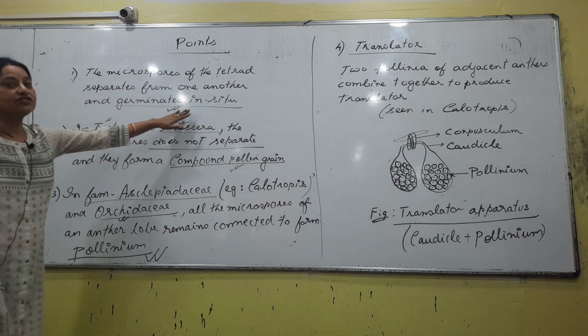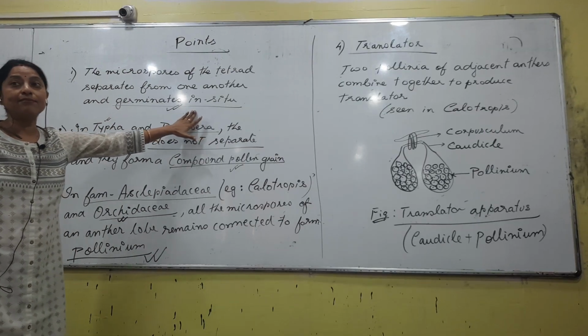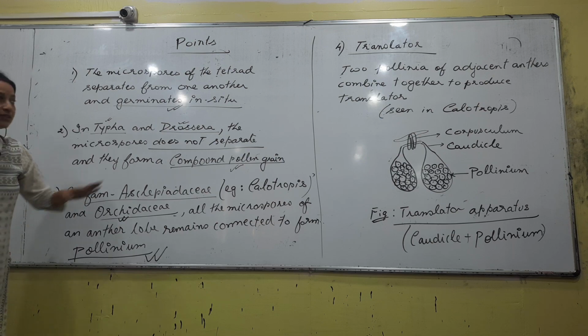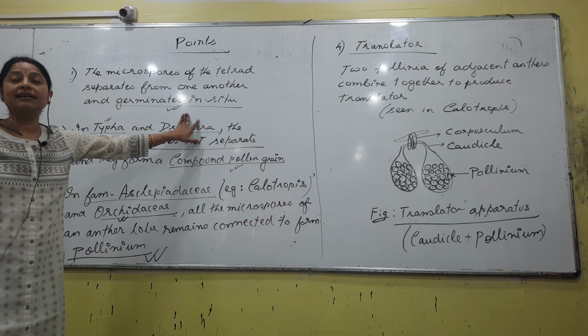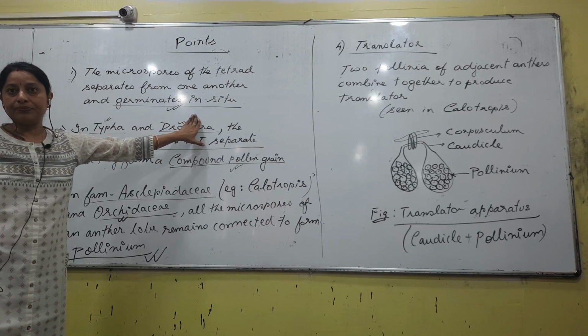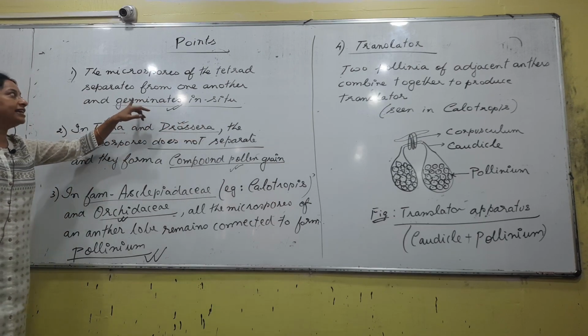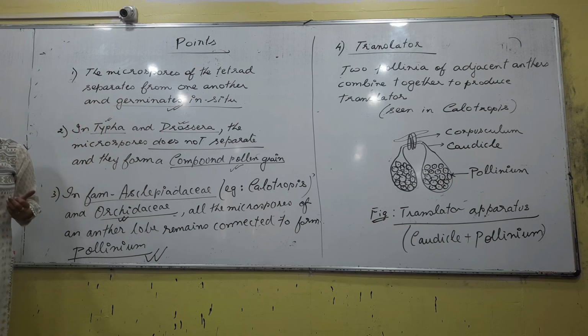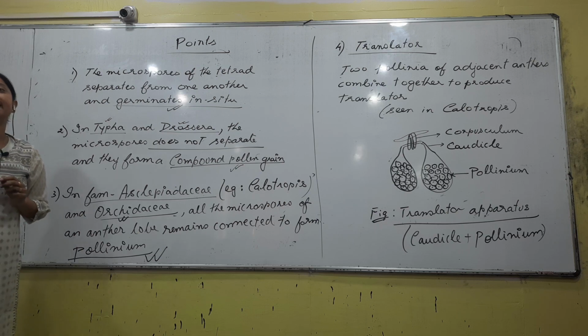Next is germination in situ. So the question is, is microspore germination in situ or ex situ? Now you have to understand what is in situ and ex situ. What is in situ? Inside something. Inside what? We are talking about the germination of the microspores, right? Microspores will germinate in situ. That means the microspores will germinate inside something. Inside what? Inside the microsporangium or inside the pollen sac, right?